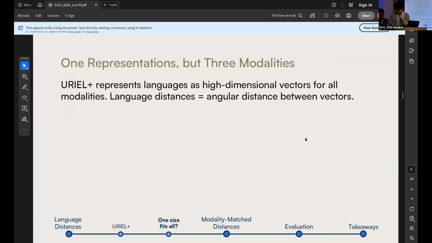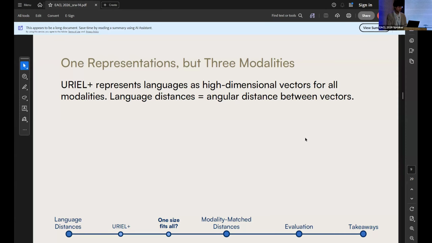All right. I do want to give a big thank you to Aditya for talking about the utility of URIEL Plus. Now, you're going to have to forgive me a little bit because I will have to now talk about some of the limitations of your paper. So despite all of this, URIEL Plus's language distances have one fatal flaw, and that is that it treats all language representations uniformly, i.e. with high dimensional Euclidean vectors for all three modalities. And then URIEL Plus calculates language distances by the angular distance between those vectors.